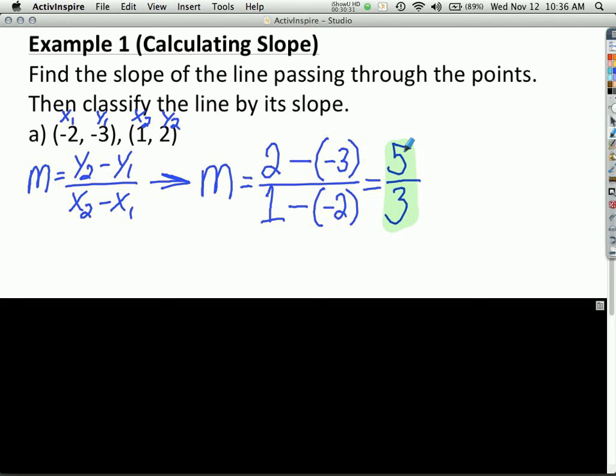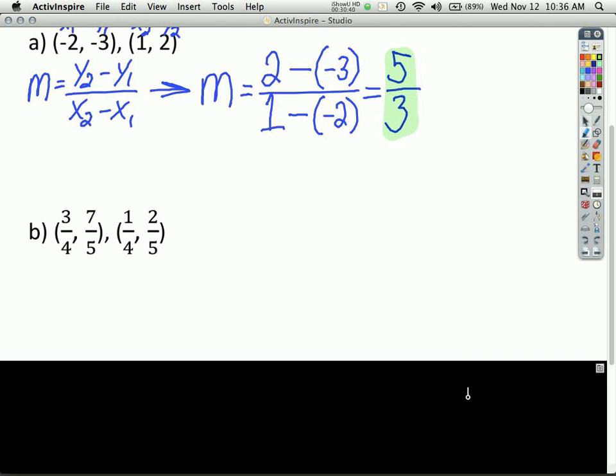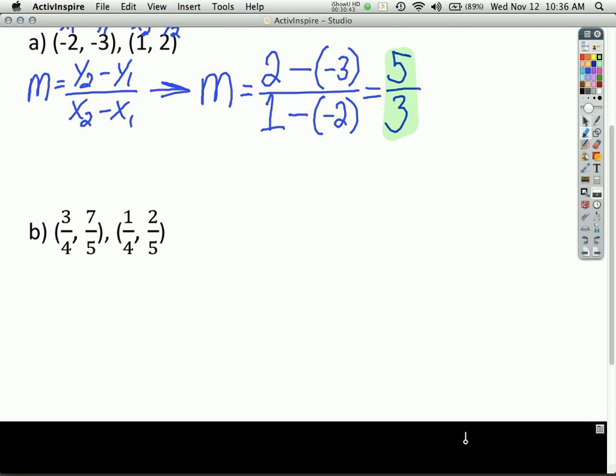So I'll be honest, this is what your homework's going to look like. Any questions? Good. You're in Algebra 1 Honors, which means we work hard. So let's take a look at this. The real world is full of unfriendly numbers that still have to be worked with. So we have the coordinates 3/4, 7/5, and the other coordinates 1/4, 2/5. What's the slope of the line going through those 2 points? We could draw a graph if we wanted to. I could use a computer program to draw a graph if I wanted to. But we can find the information doing a simple calculation.